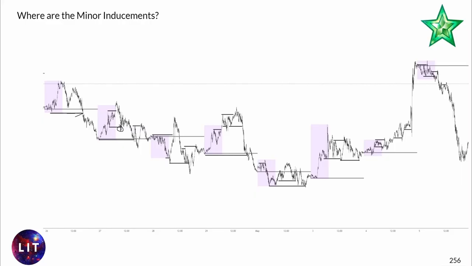But look, we only get a pullback. Why? Because we've got liquidity lower. Again, look at the way that we induce this. Lots of momentum, lovely. We like to trick people early on, trick them into the wrong direction. Same here. Minor inducement.